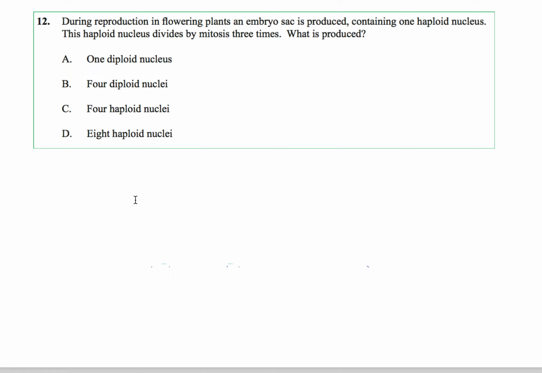During reproduction in flowering plants, an embryo sac is produced. Again, an embryo, like I said, is basically the very beginning of a human, or in this case, the very beginning of a flower or a plant. It contains one haploid nucleus. So they're just saying its DNA contains a certain amount of chromosomes. Okay, this certain amount of chromosome divide by mitosis 3 times. So basically what they're saying is we have this cell, and the cell is going to divide 3 times. We know mitosis is simply taking the cell and making an exact duplicate of it.